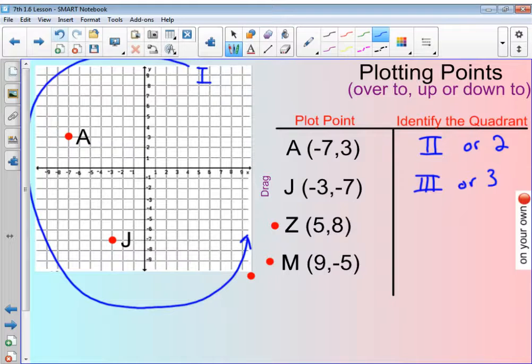Okay, so I want you to go ahead and on your whiteboards, you guys have your whiteboards that we use in class. Go through and plot Z and M on your whiteboards and practice doing that. And then, you're going to pause the video, you're going to practice plotting where Z and M would be and identify what quadrant they are, and then start your video back up to check your answers. So you can go ahead and pause your video now.